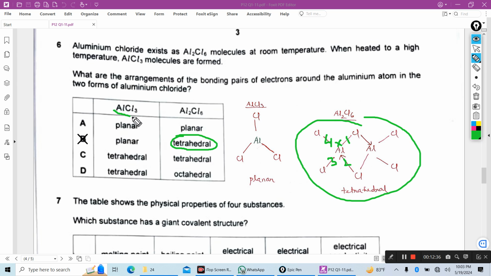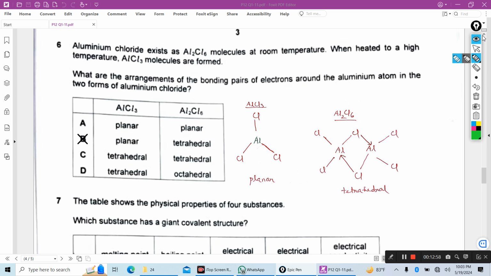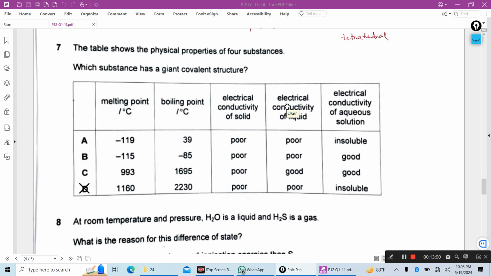I mean AlCl3 is trigonal planar, which means planar. 3 bond pairs always planar, 4 bond pairs is tetrahedral. So B is the correct answer. A planar, this is right, but this is wrong. C wrong, not tetrahedral. D wrong, not tetrahedral. Next, number 7.